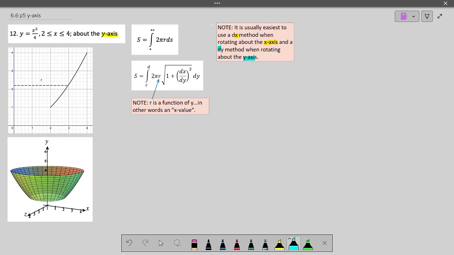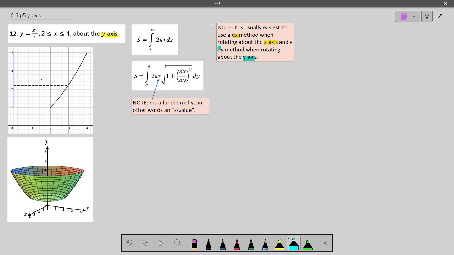You can mix and match, but then it creates more of a shell method, which is fine, but it's a little more complicated. It would work, but my advice is get that down first. If you rotate around x, use dx. If you rotate around y, do dy. If you can get that down, fine.